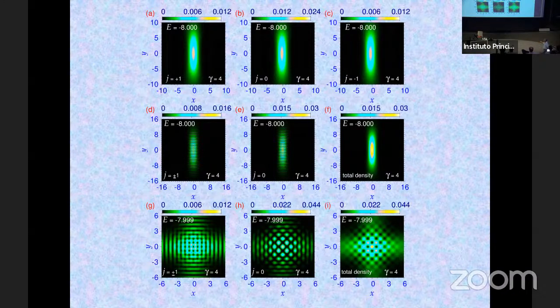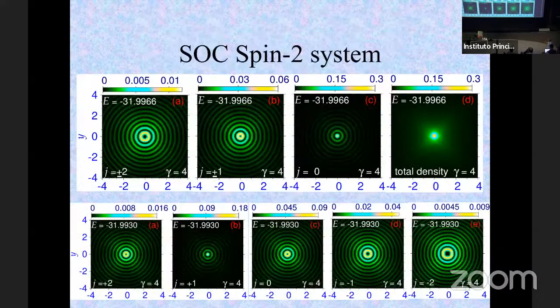Here there is no asymmetry, and the plus 1 spin component and minus 1 spin component have the same density, and this is the spin 0 component, and this is the total density of the 3 components. You see there is a square lattice structure present. And if you go to a higher spin-orbit strength, gamma equal to 8, this stripe structure survives in the total density. Similar result for spin 2.